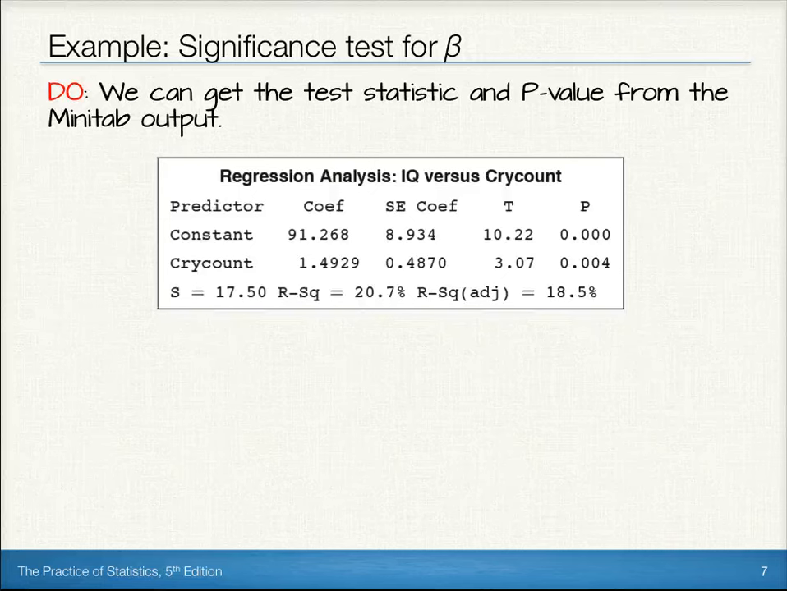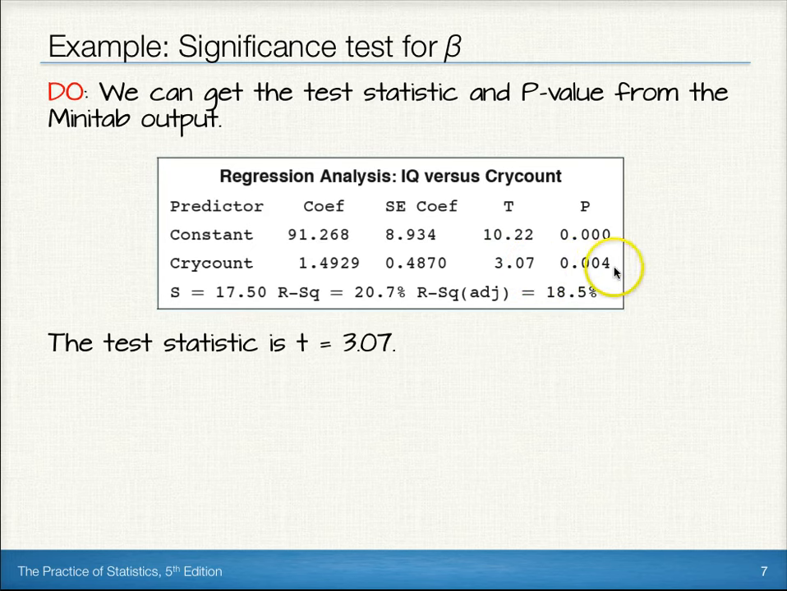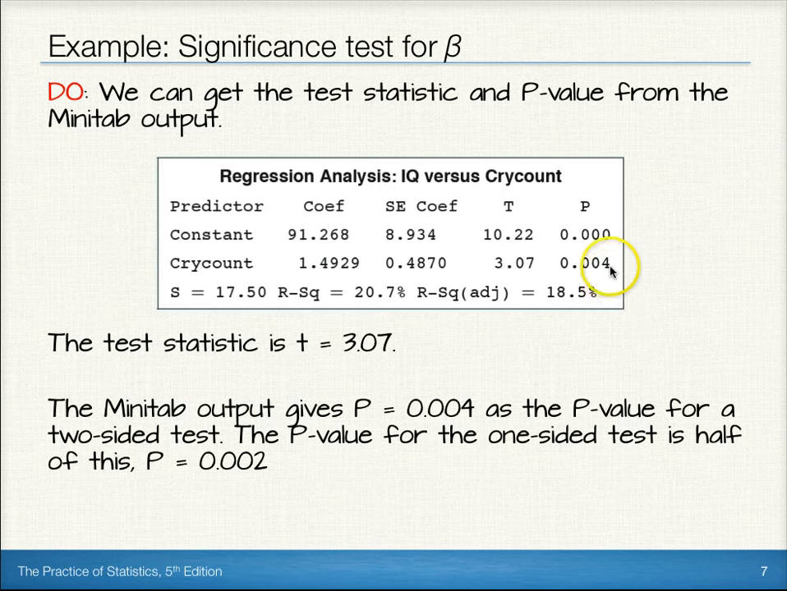We can get the test statistic and p-value directly from the Minitab output. The t for cry count in this case is 3.07. And the p-value, as noted here, is 0.004. Now, that's the p-value for a two-sided test. Minitab always gives that in two-sided form.